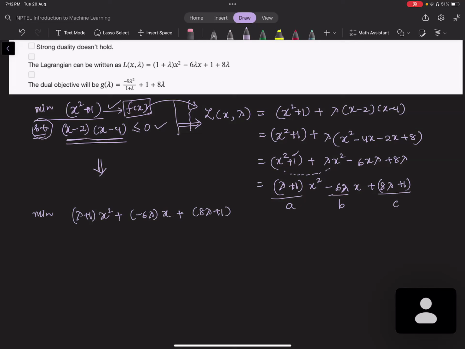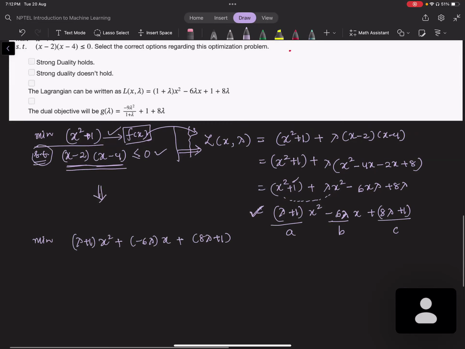Okay, it is similar to minimizing this without any constraint. So from this equation, you can say that option C is correct. So the Lagrangian can be written as this one. So option C is correct. Okay. Option C is correct.